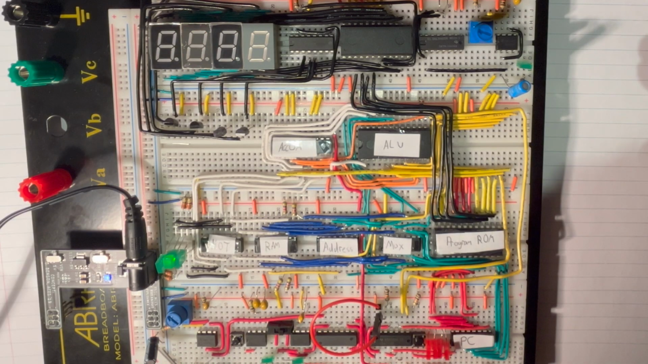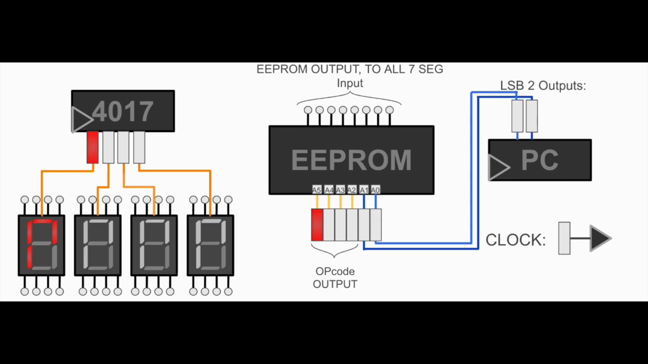Lastly, here's a slowed down demonstration of my addition to the project, which uses persistence of vision to display the numbers. Here's an animated representation of this working, where it takes the opcode output and plugs it directly into this EEPROM.